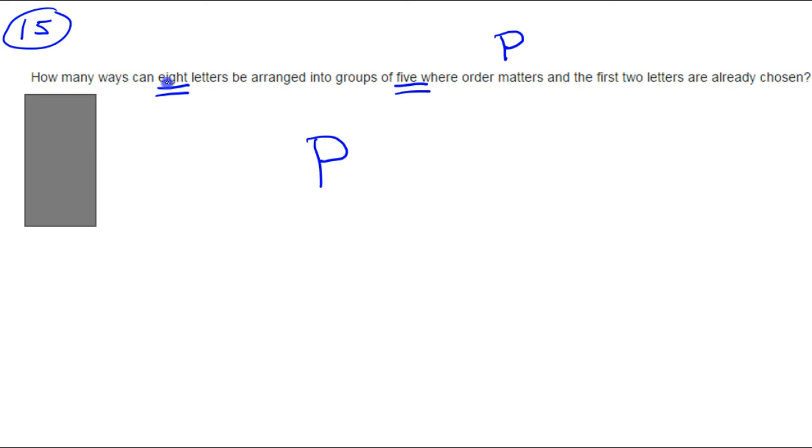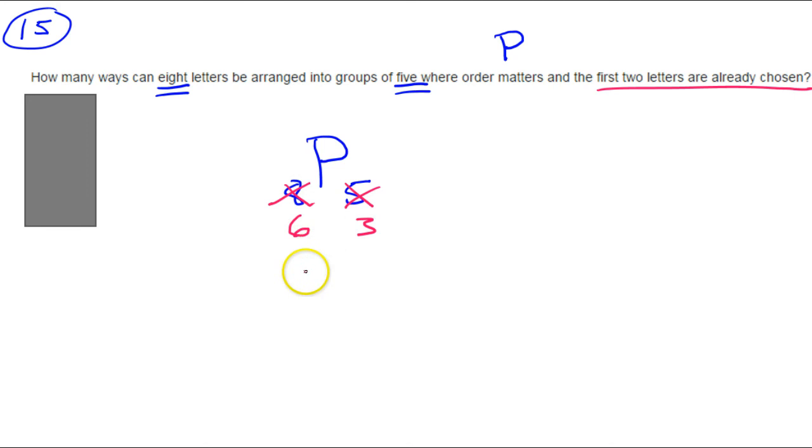So it says 8 letters can be chosen and we're doing groups of 5, so I said 8 pick 5. But then at the end of the sentence it says the first 2 letters are already chosen. I didn't read that part. I got carried away. If 2 letters are already chosen, that means we're not really dealing with 8 and 5. So we really are dealing with 6 remaining options, and we really are only picking 3.